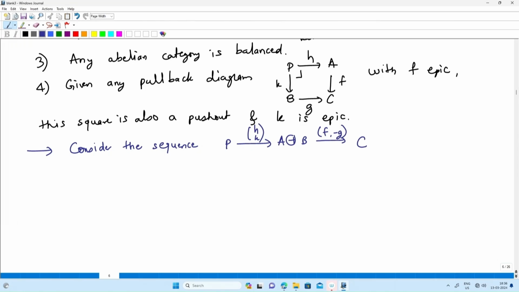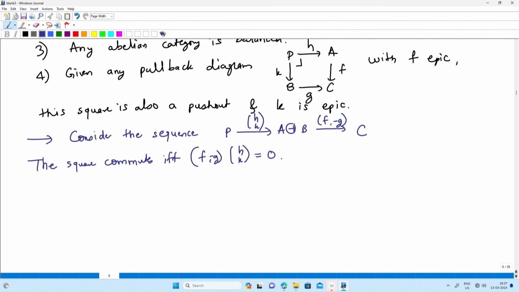Okay, so the square commutes if and only if (F comma minus G) composed with (H, K) is equal to 0, which is given to us. Yeah, we are given that the square commutes, so therefore we know (F comma minus G) composed with (H, K) is equal to 0 because it's simply Fh minus Gk. Fh is equal to Gk, so Fh minus Gk is 0.